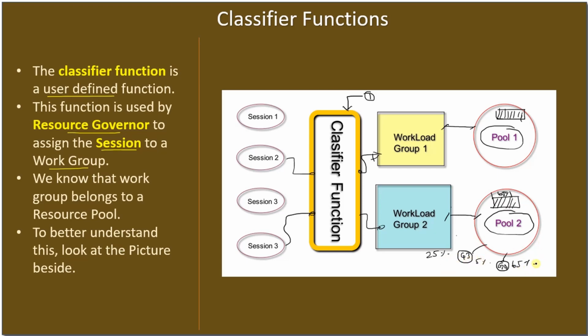So 65 means it will not always claim 65. If a request is small enough, it may be served with just 10% of the CPU quota time. Right? Alright, the duty of the classifier function, which is a user-defined function, is that it tests the incoming session and assigns it to a workload group.